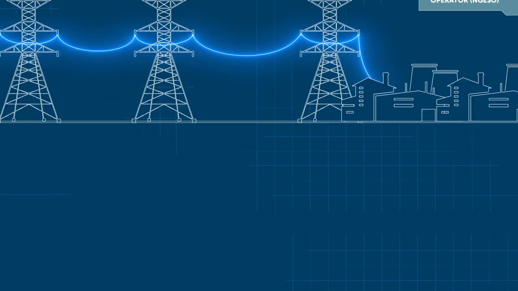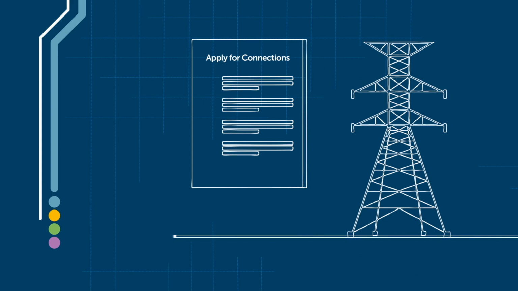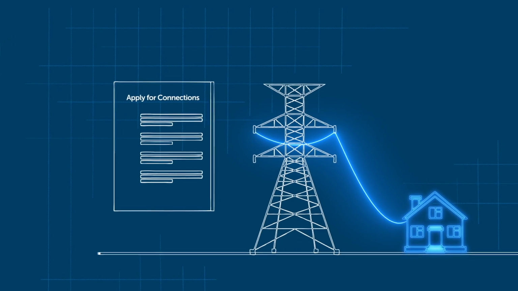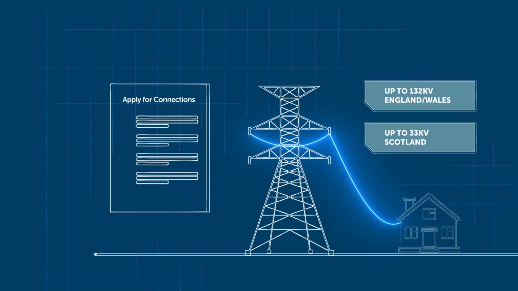Depending on the size of their project, customers have the option to apply for connections at all levels of the electricity network in the UK. Customers who are seeking connections for projects like housing developments, industrial or commercial units, and small-scale generation, solar installations, wind farms, battery sites, typically connect at the distribution levels of the network, up to 132 kV in England and Wales and up to 33 kV in Scotland.